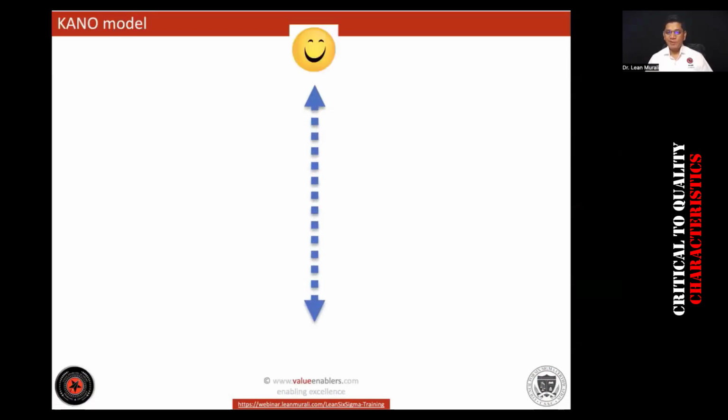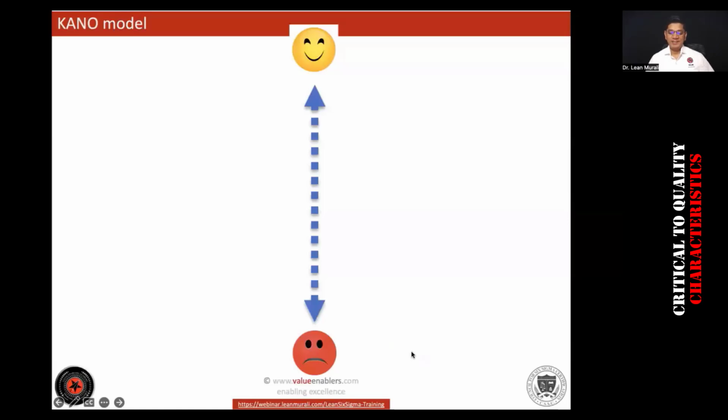I will explain the Kano model in a very interesting slide here. Okay, now what do you see on the screen? Smiley, happy customers. All of you type HC in the chat box. All of you type happy customers. And at the bottom, you find an angry customer. Type AC in the chat box, okay?